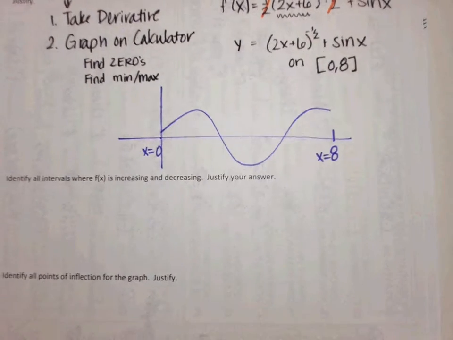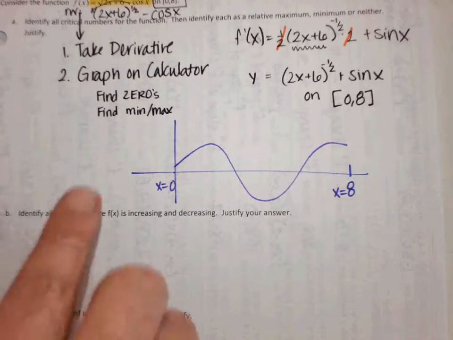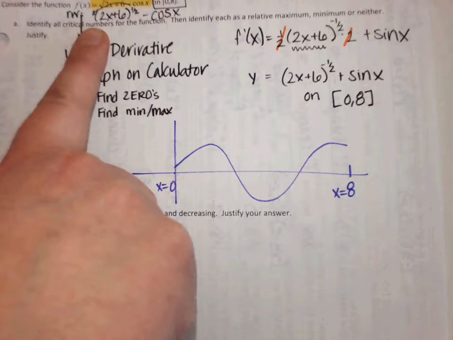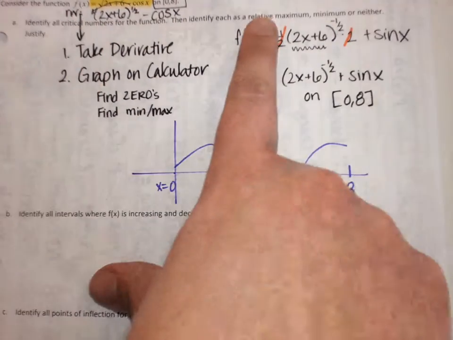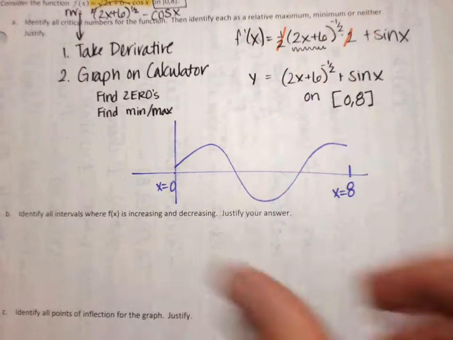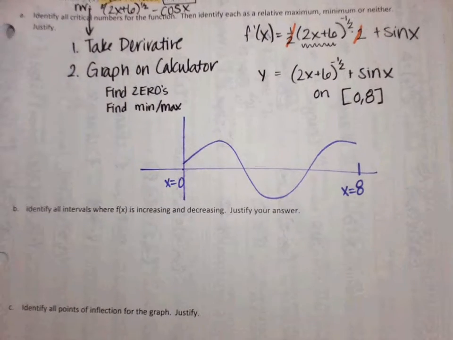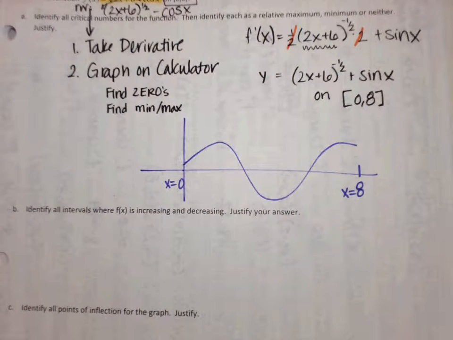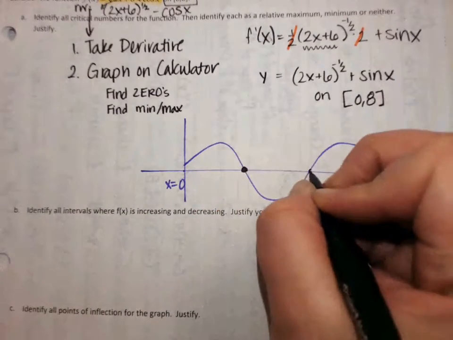The first question says find all critical numbers for the function, then identify as a relative max, min, or neither. So first thing I want you to do is on your paper, put dots where the maxes and mins are, and then label each one as whichever one it is. So where should you be putting your dots? On the x-axis, on the zeros. So I'm putting one here, I'm putting one here. What type is this one?